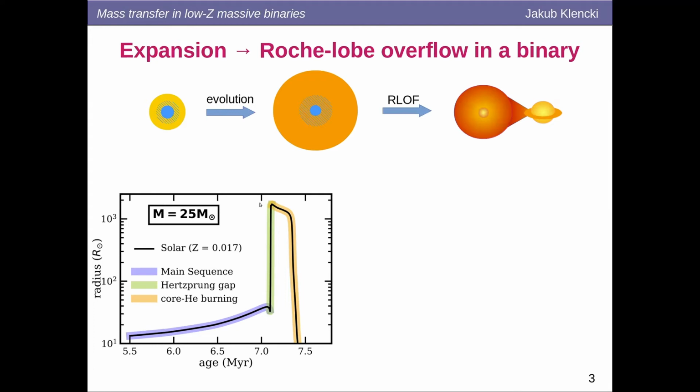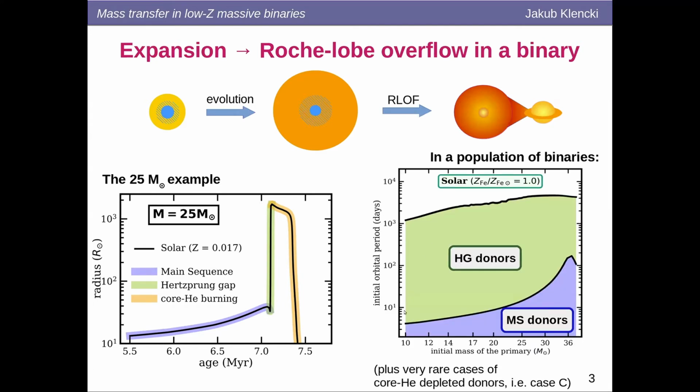In a population of binaries, you would expect that for different initial masses of the star, depending on what the orbital period of the binary is, you would have a range of binaries. Narrow, short-period ones have the interaction started by a main sequence star, so a case A mass transfer, and then wider binaries have the mass transfer initiated by a post-main sequence star, mainly a Hertzsprung gap giant, in this case of solar metallicity. But this diagram could look quite a bit different at lower metallicity.